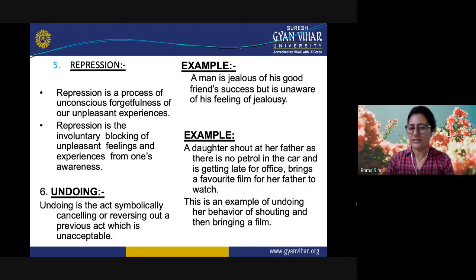She knows that she was wrong in the morning, and for the undoing part, to cover up the act which she has done in the morning, she brings a favorite film. Earlier we used to borrow films, so maybe she has brought a film for her father to watch on TV or on DVD or whatever means she has. So she's trying to cover up the thing which she has done wrong in the morning. So this is an example of undoing her behavior of shouting and then bringing a film. This is how the defense mechanism of undoing works.